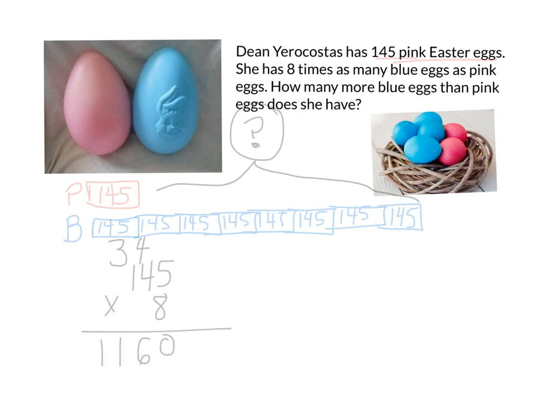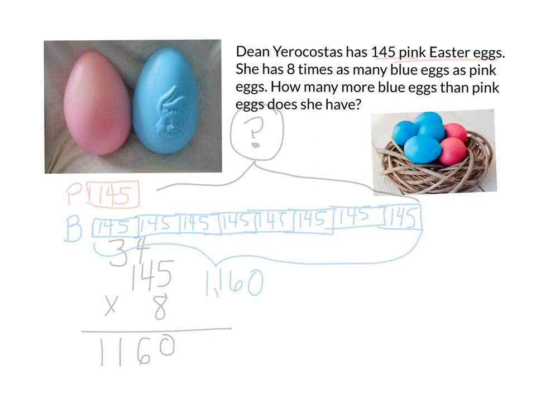What does this tell us, guys? 1,160. What does that tell us? Ducks? Chickens? What kind of eggs? Blue eggs. There's 1,160 blue eggs, and there's 145 pink eggs. So how are we going to find the difference between 1,160 and 145?